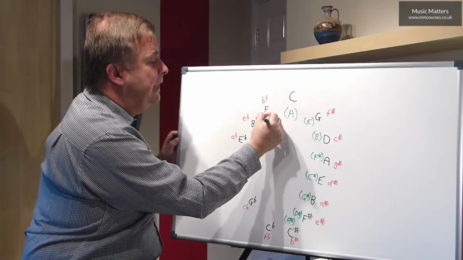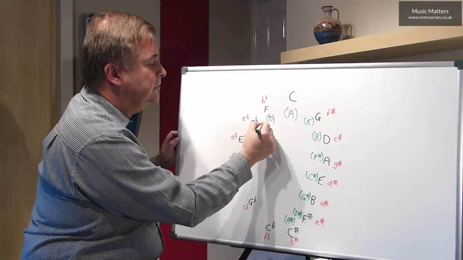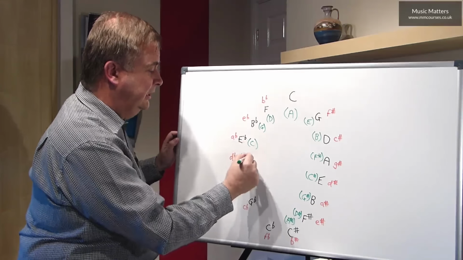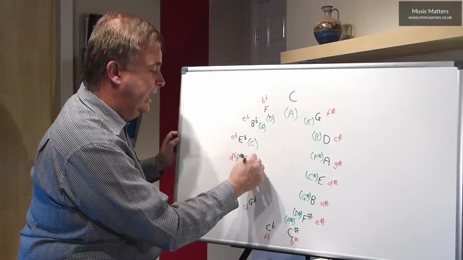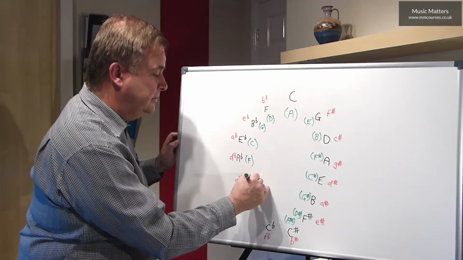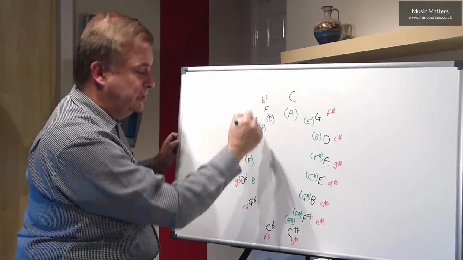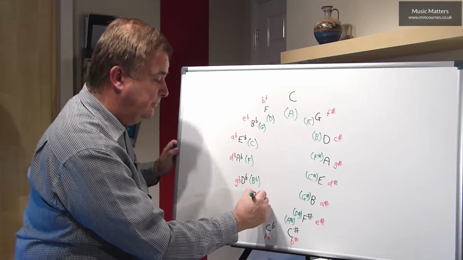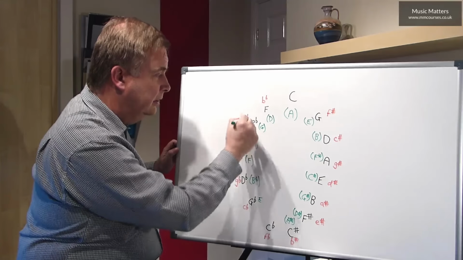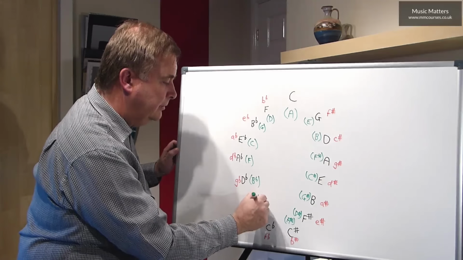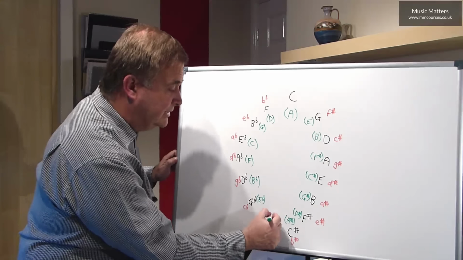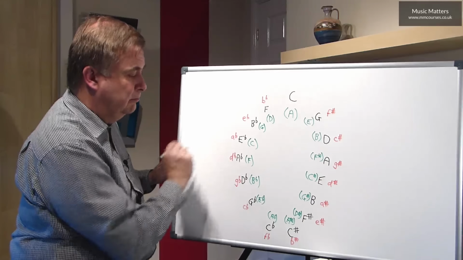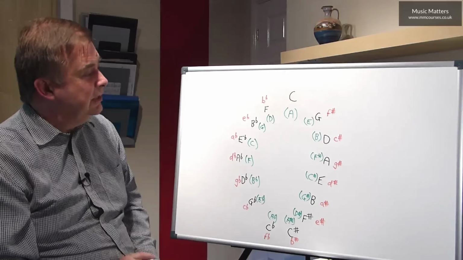So a third down from F is D, a third down from B flat is G, a third down from E flat is C, a third down from A flat is F, a third down from D flat is B, but be careful because it must be B flat minor. A third down from G flat must be E flat minor, and a third down from C flat is A flat minor. That's the circle of fifths.